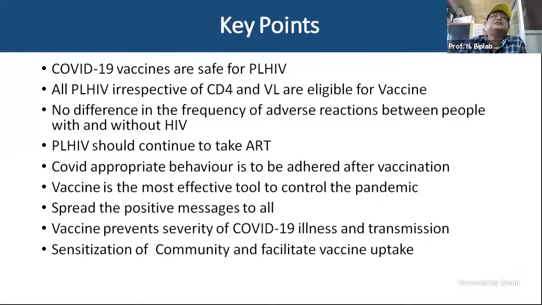So the key points at the end: COVID-19 vaccines are safe for PLHIV. All PLHIV, irrespective of CD4 and viral load, are eligible for vaccine. No difference in the frequency of adverse reactions between the people with or without HIV, and people living with HIV should continue to take the antiretroviral drugs. COVID-appropriate behavior is to be adhered to after vaccination.